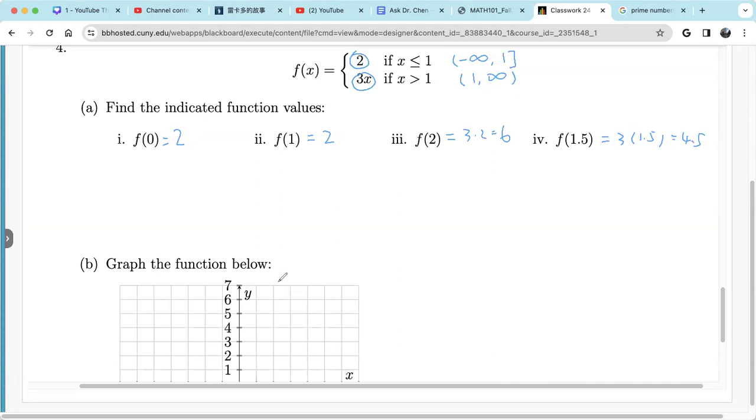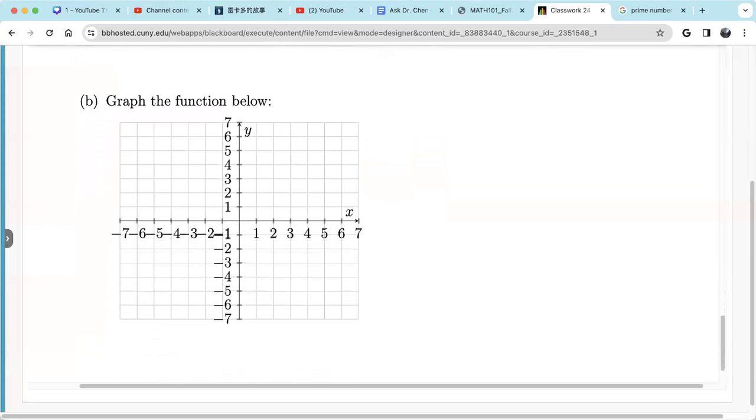Now let's graph. So we have to remember the function. Let me write the function on the side. So f of x equals 2 when x goes from negative infinity up to 1, right? The f function equals 3x if the interval is from 1 up to infinity.